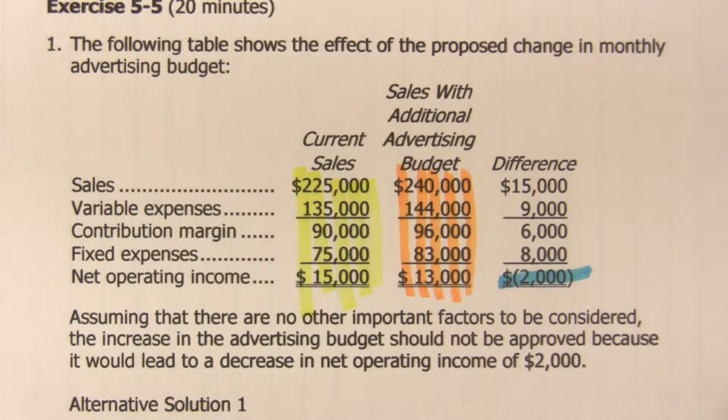Okay, exercise 5.5. I've worked the solution out for you. Let's go through and take a look at it. Remember that we have this advertising manager who tells us that if we can increase our advertising budget by $8,000, we'll be able to increase our sales by $15,000. And like all advertising managers, he's all hot to trot to do this.